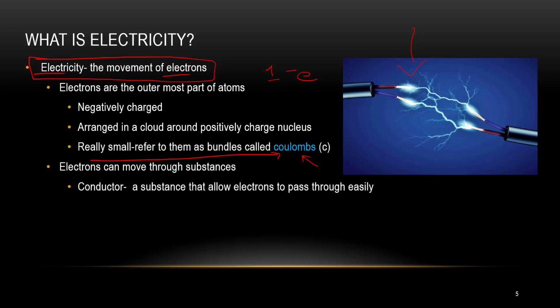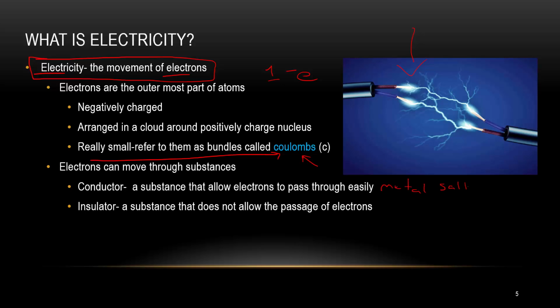And again, you have two types of substances. You'll either have conductors, and that is a substance that allows electrons to pass through easily. And again, conductors are things like metal and salt water and let's do another one, and humans.